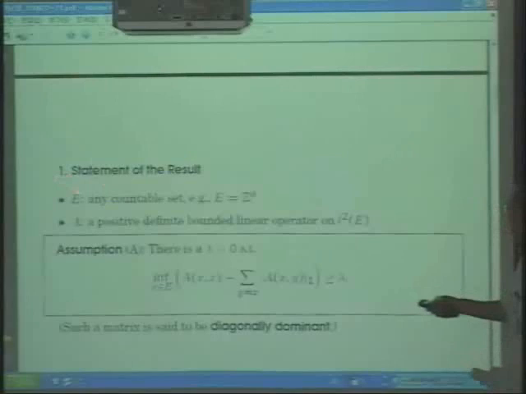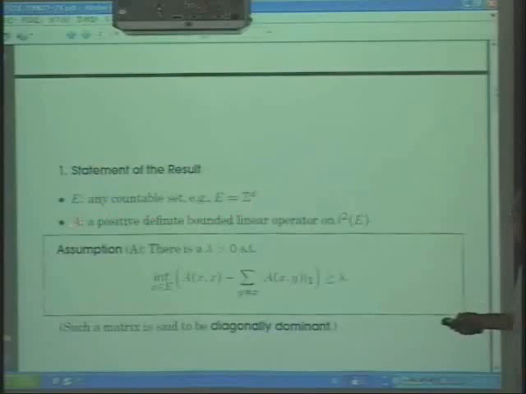Here, E is any countable set, for example, the d-dimensional integer lattice space. And A is any positive definite bounded linear operator on the Hilbert space, small L2 space. And we assume for the operator A the following assumption A.